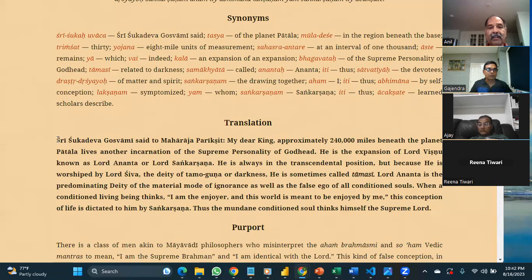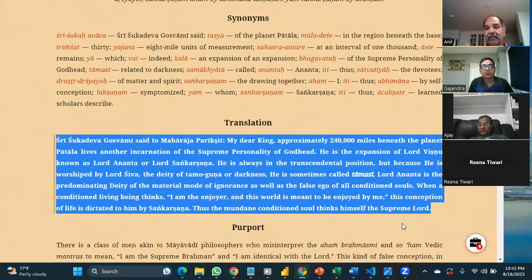Sri Sukadev Goswami said to Maharaj Parikshit, "My dear king, approximately 240,000 miles beneath the planet Patal lives another incarnation of the Supreme Personality of Godhead. He is the expansion of Lord Vishnu, known as Lord Ananta or Lord Sankarsana. He is always in the transcendental position, but because he is worshipped by Lord Shiva, the deity of Tamoguna or darkness, he is sometimes called Tamasi Lord Anant. He is the predominating deity of the material mode of ignorance, as well as the false ego of all conditioned souls. When a conditioned living being thinks, 'I am the enjoyer and this world is meant to be enjoyed by me,' this conception of life is dictated to him by Sankarsana. Thus, the mundane conditioned soul thinks himself the Supreme Lord."